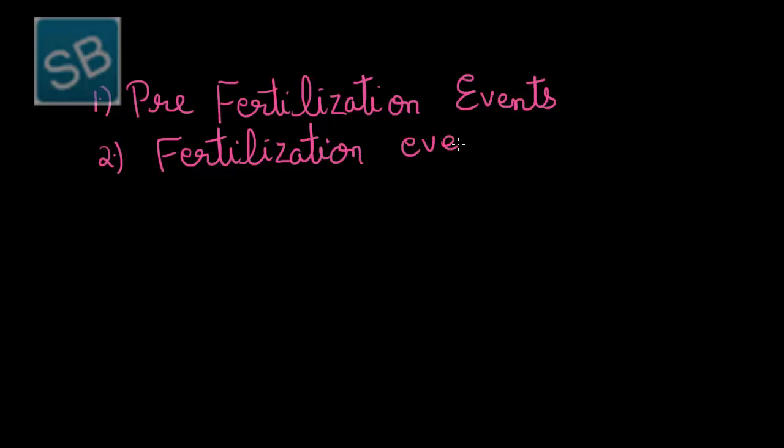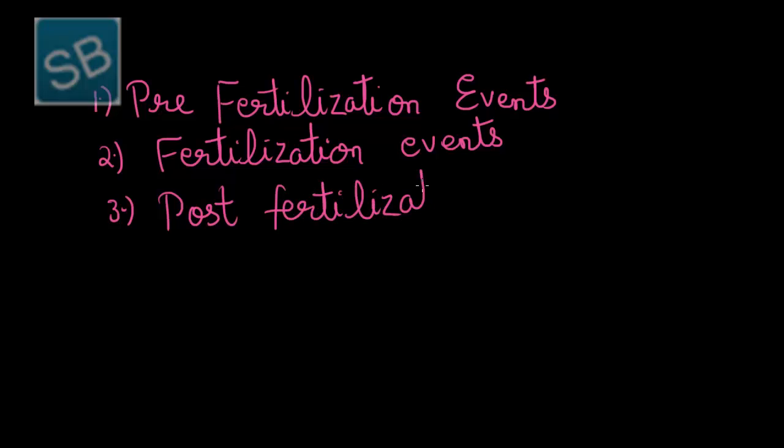and post-fertilization event. Various processes undergo each of these three events, after which the entire reproduction process occurs. So let us first of all begin with the pre-fertilization event.